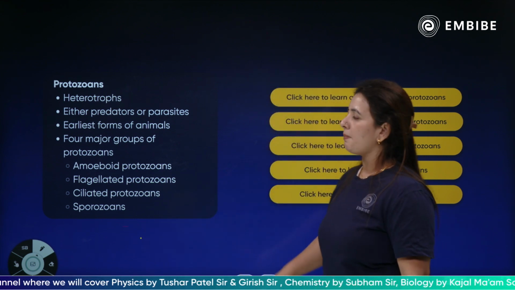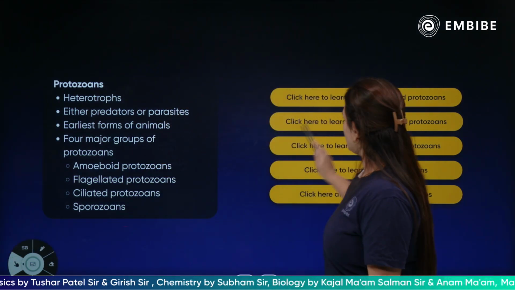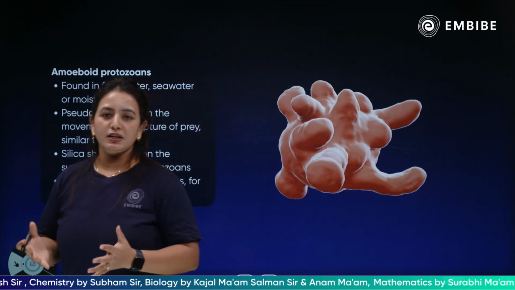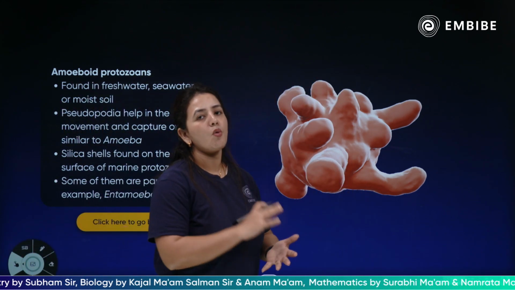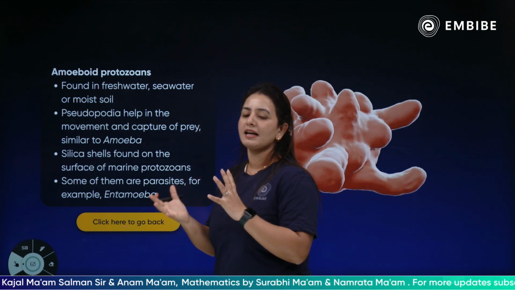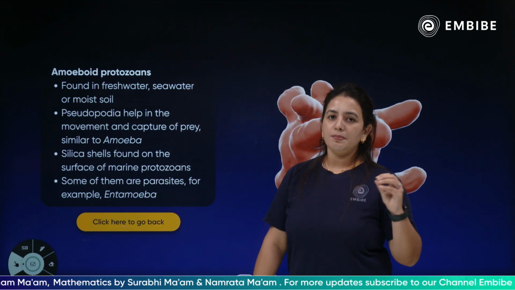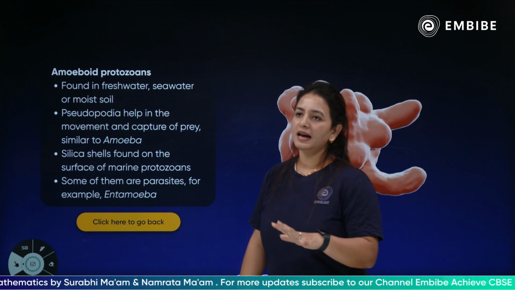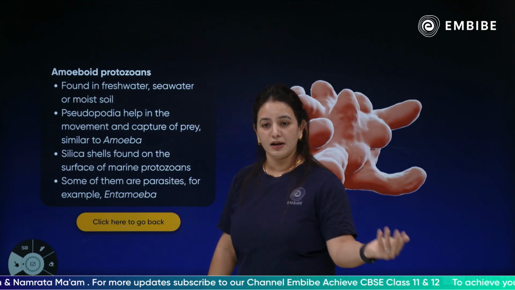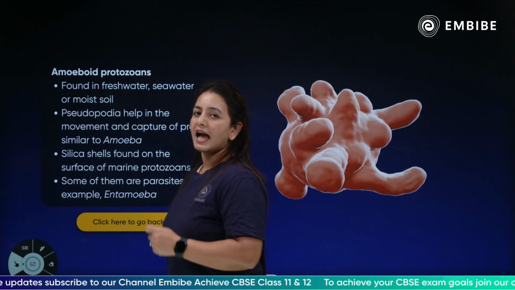Let's first of all learn about the amoeboid protozoans. Talking about the amoeboid protozoans, they are majorly found in freshwater, seawater, or in moist conditions. The name is also very clear: they look like an amoeba. They can be found in the marine habitat, in freshwater, and in moist soil. They have pseudopodia for movement and catching of prey.